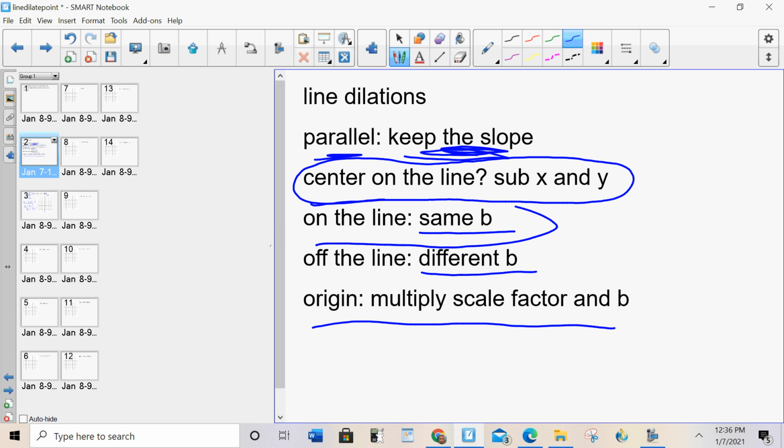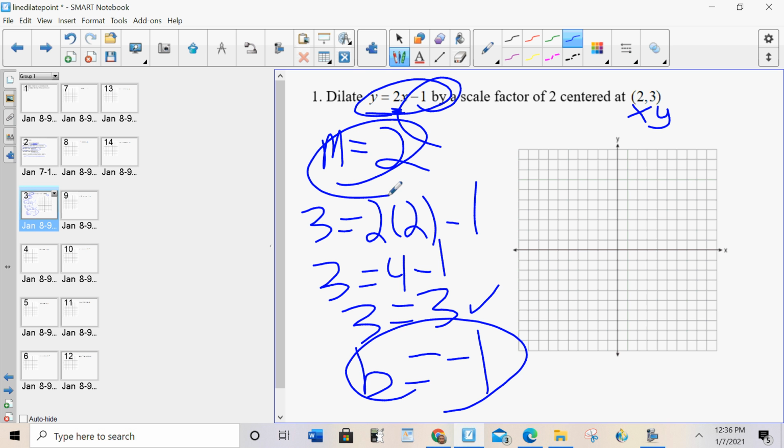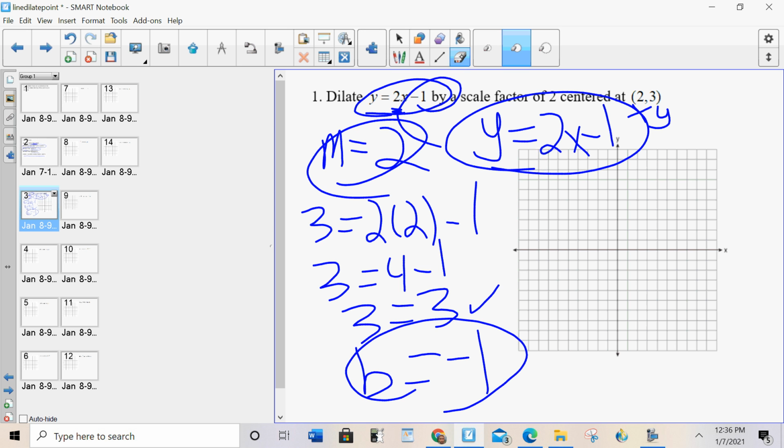On the line, same b. Same m, same b. Same equation. If the center of dilation is on the line, it's the same line. I'm going to show you why now. This is the procedure I want you going through, but I'm going to show you why it's the same line.